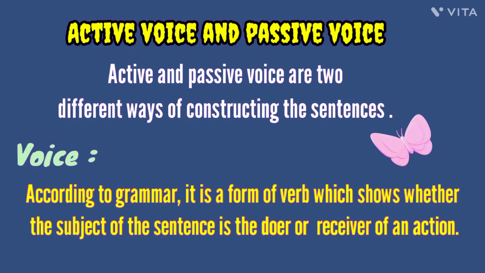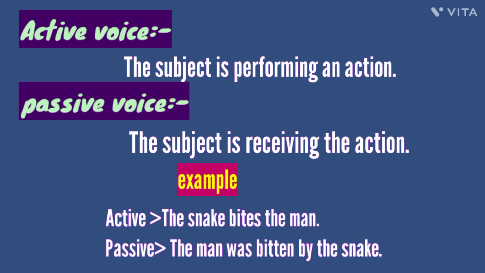Active voice and passive voice. Active and passive voice are two different ways of constructing sentences. According to grammar, voice is a form of verb that indicates the relationship between the subject and the action described by the verb. It means it shows whether the subject of the sentence is performing the action or receiving the action. There are two types of voice, active voice and passive voice.